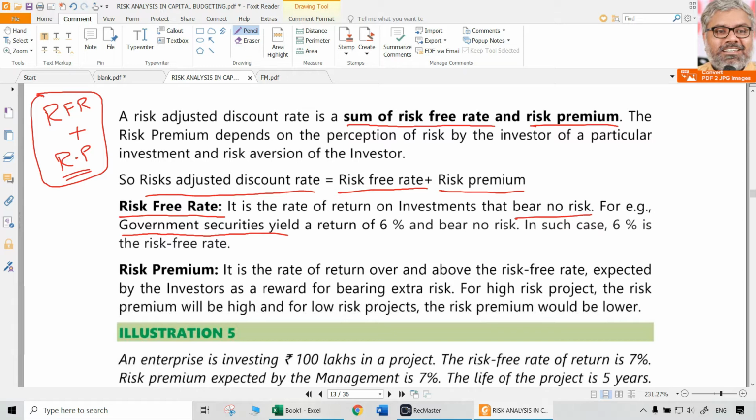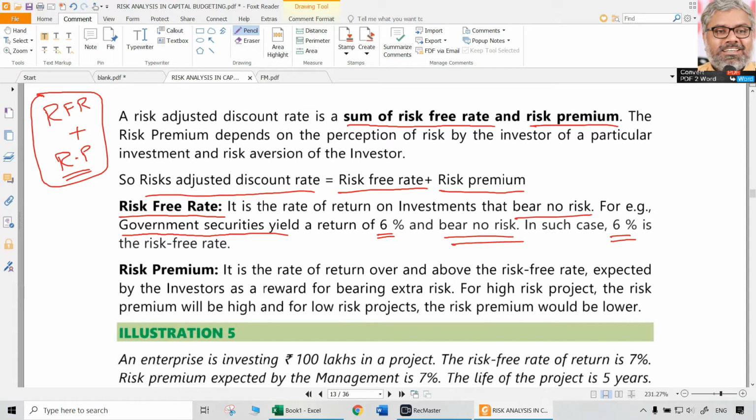With that expectation, at least we can say government securities are risk-free. That's an assumption. Reality may or may not be the same. That depends upon many other factors. But we have to assume that government securities are risk-free. So if government securities are giving a 6% rate of return, that is the risk-free rate.